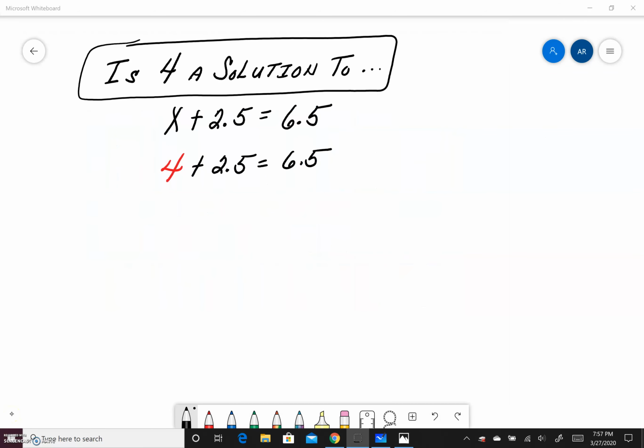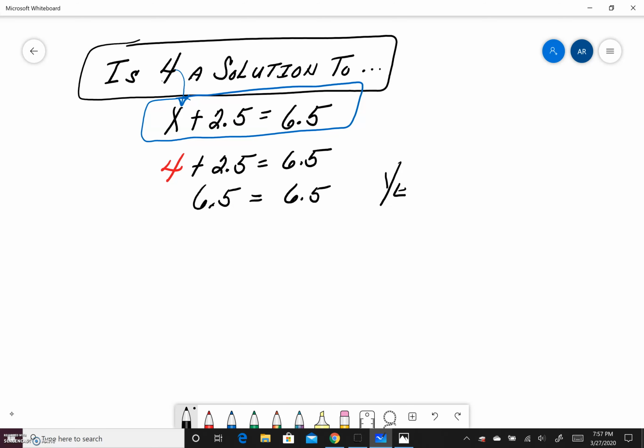Next, you're going to have a problem where it's going to ask you, is 4 a solution to, and then it will give you an equation, and here's the equation. What you're going to do is plug in 4 for x, and you rewrite it. And when you plug in 4 plus 2.5 into your calculator, you should get the value of 6.5 as an answer, and that does equal 6.5. So your answer would be yes, it is a solution.